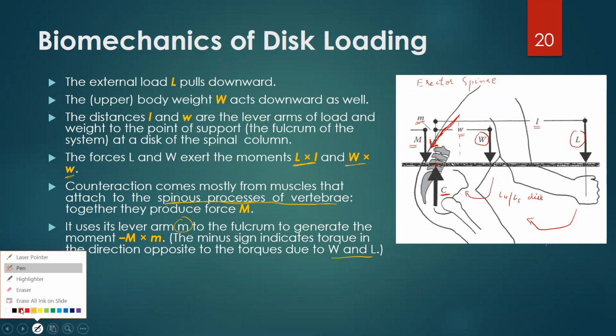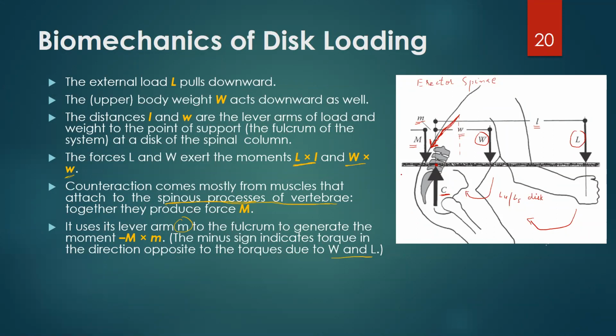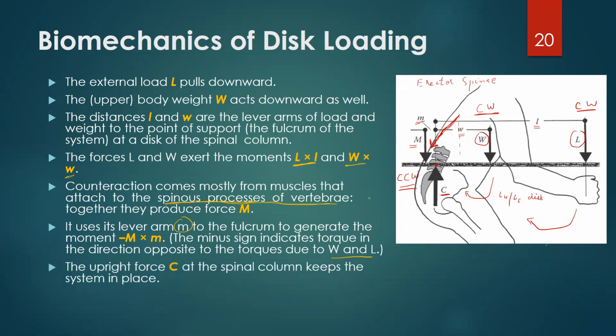So the torque because of this force will be counterclockwise, and because of these two forces will be clockwise. And in order for this person to be in balance, the sum of these clockwise torques should be equal to this counterclockwise torque. The upward force C at the spinal column keeps the system in place in the vertical direction.